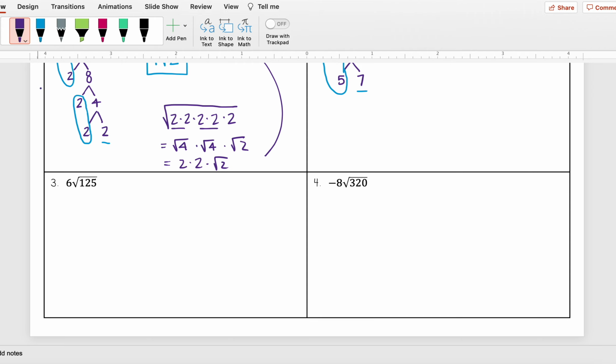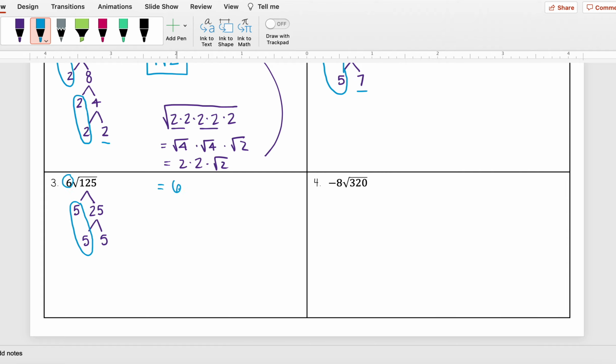So I'm going to go ahead and first break this up. So I see this ends with a 5, so I know that 5 goes in there. And if I take 125 divided by 5, I get 25. And then I know that 25 can be broken up into 5 times 5. So now when I'm finding my pairs, I see I have 3 5s here, so that means I have 1 pair of 5s. And since I only have 1 pair of 5s, that means that 1 5 gets to come out. But again, I can't forget about this 6.